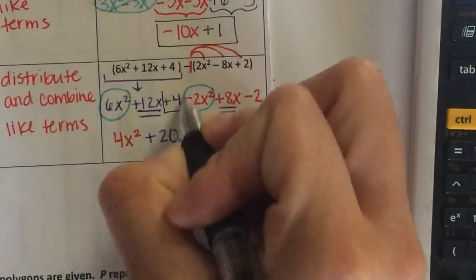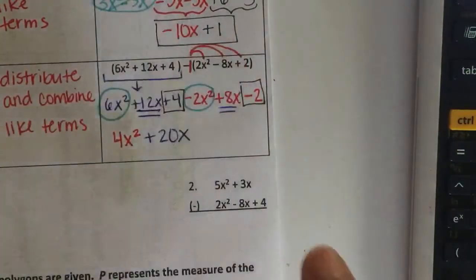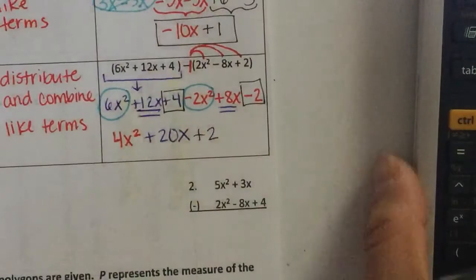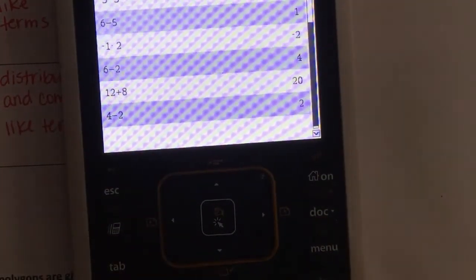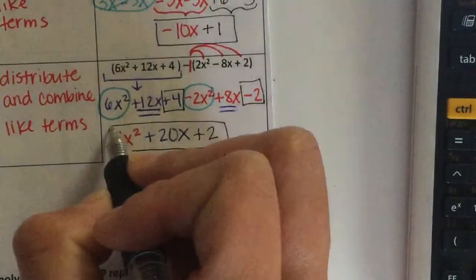You have a plus 4 minus 2. 4 minus 2 is 2. So plus 2. Again, put in your calculator if you don't know. 4 minus 2 is 2. Now you're done combining. There's no more like terms.